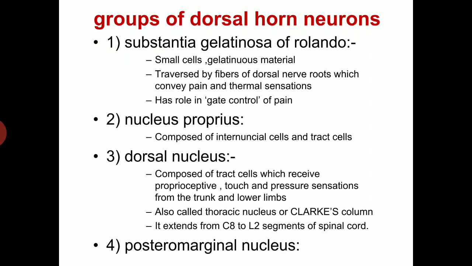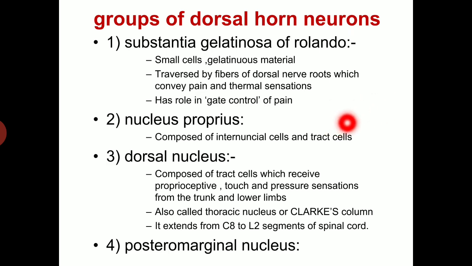Groups of dorsal horn neurons. The first is the substantia gelatinosa of Rolando. They are basically small cells made up of gelatinous material, which is why it is called substantia gelatinosa. It is traversed by fibers of dorsal nerve roots which convey pain and thermal sensation, and it has a role in the gate control of pain. So it is one of the pain suppression systems.